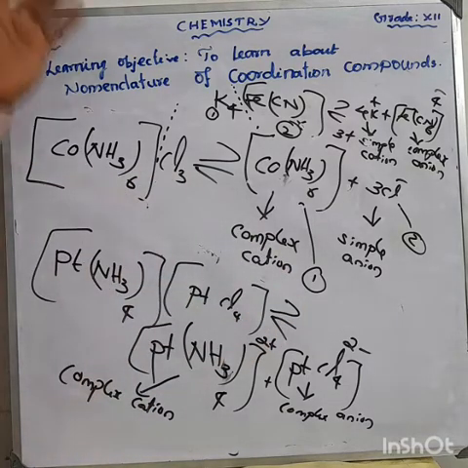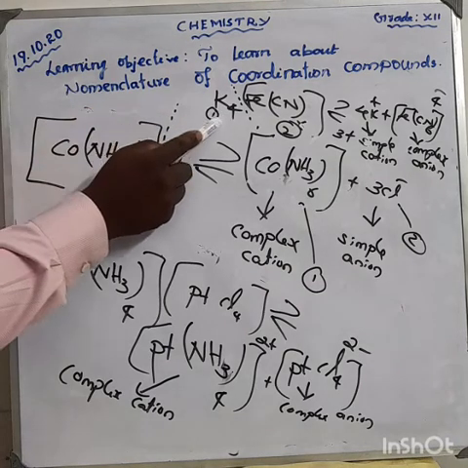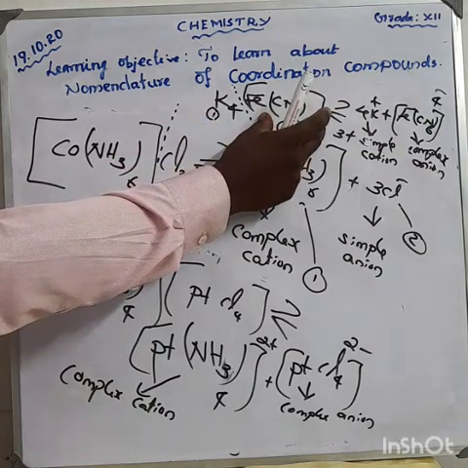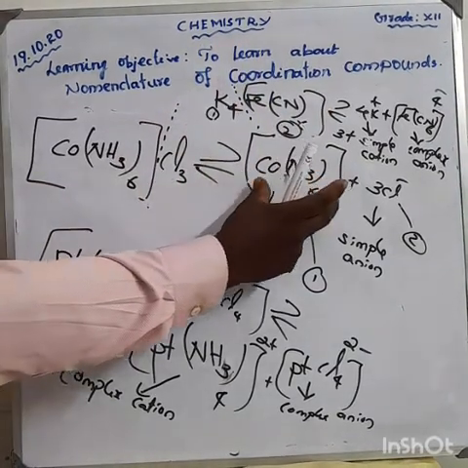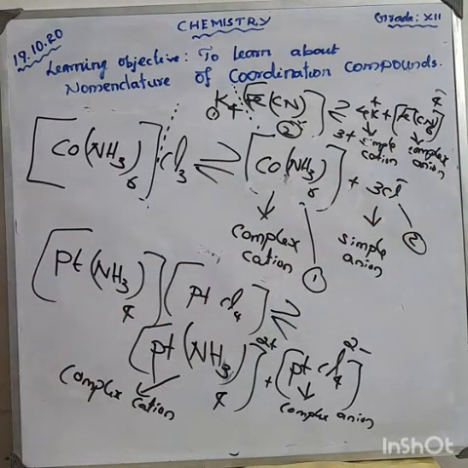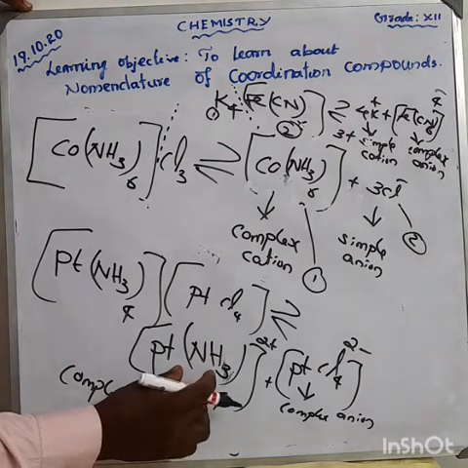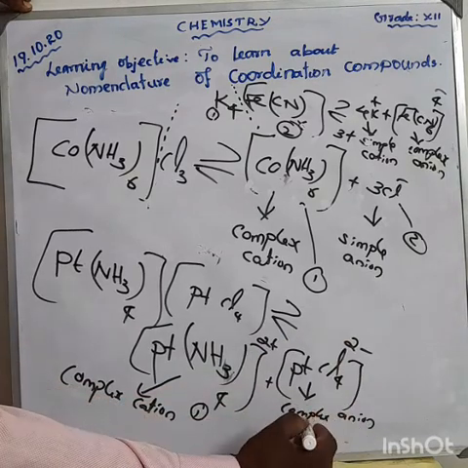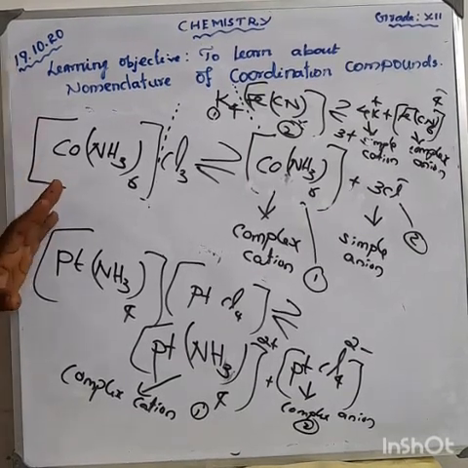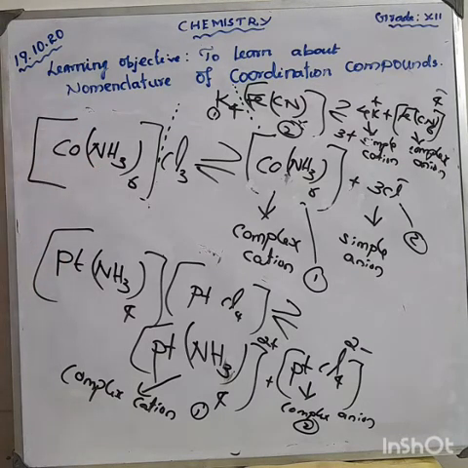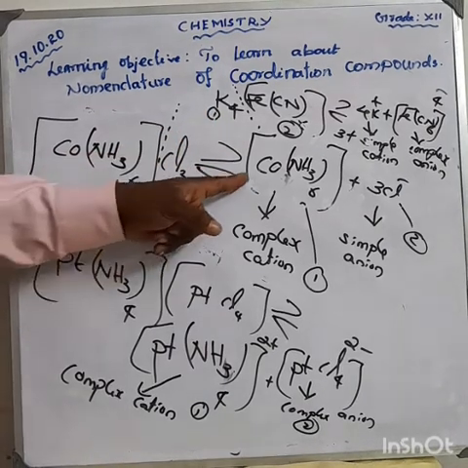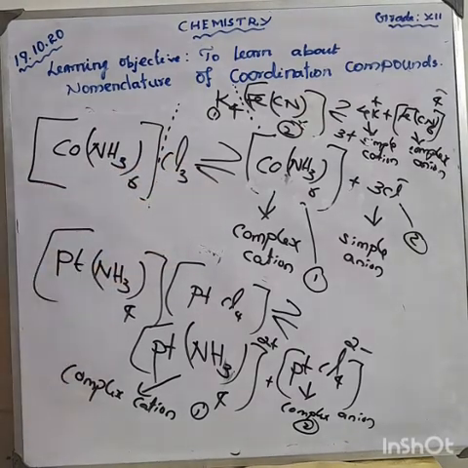So, first of all, you should learn the rule. In the first case, we give priority to the simple cation, next the complex anion. In the second category, you give priority to the complex cation and next go to the simple anion. In the third, the first priority goes to the complex cation, next the complex anion. Can you understand? What is the first rule? You should name the cation first. For the first equation, the simple cation; the second equation, the complex cation; the third equation, the complex cation.